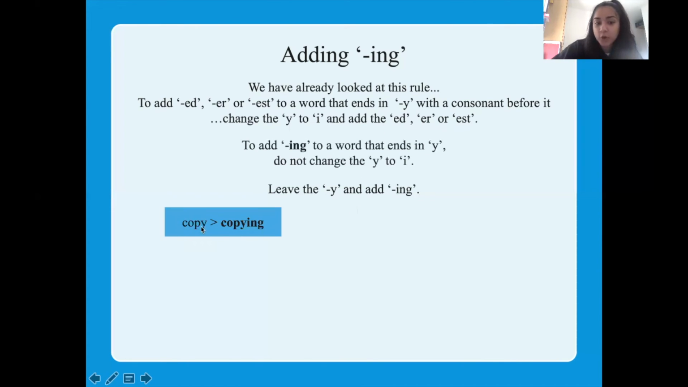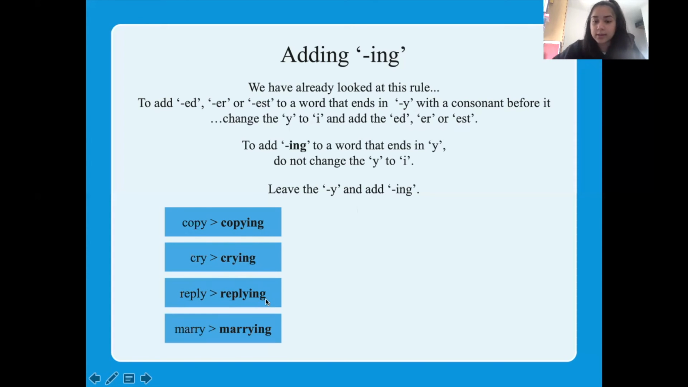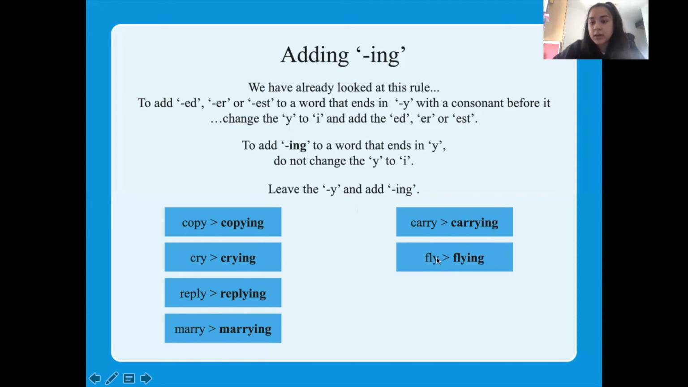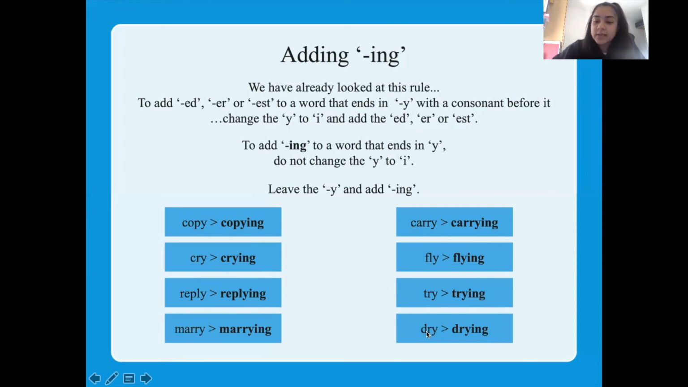For example, we have copy, where we leave the y, we don't touch anything, we just add ing and we get copying. Cry becomes crying. Reply becomes replying. Marry becomes marrying. Carry becomes carrying. Fly becomes flying. And try becomes trying. And finally, dry becomes drying.